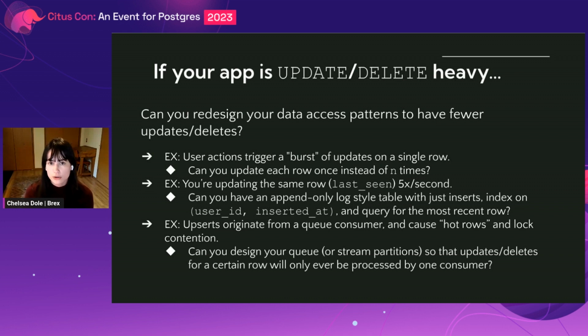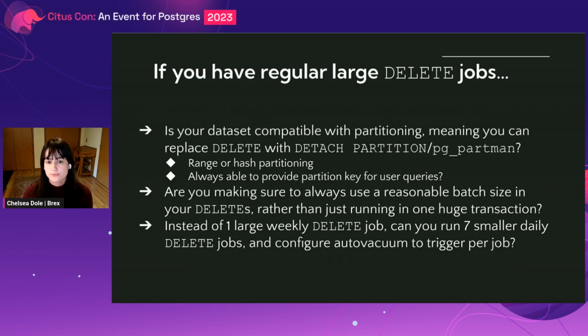Upserts originating from a queue can also be partitioned, so at the very least, they're always processed by the same worker and not having conflicting locks. If you have regular large delete jobs, you might want to see if your workload is compatible with partitioning. You can also make sure you always use a reasonable batch size in your deletes rather than one large transaction. And instead of having one large delete job, you can consider reducing the size and configuring autovacuum. So maybe it'll trigger on a smaller, more frequent basis instead of one large, potentially interrupting vacuum.